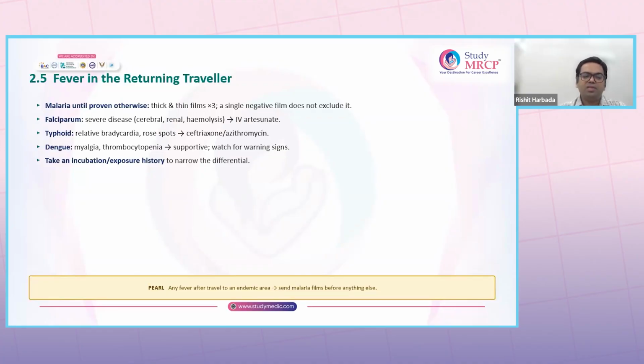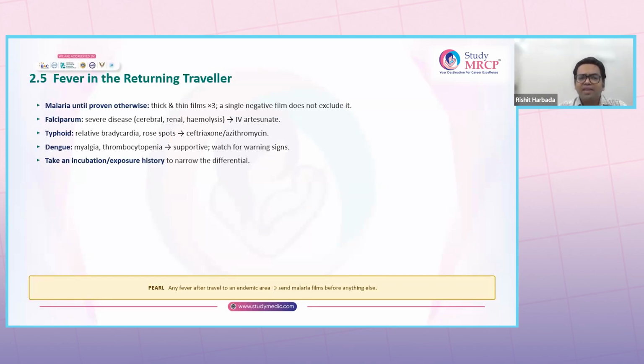Here the patient presents with cerebral malaria. The patient becomes drowsy, altered. We can have bleeding and anemia. It can cause renal failure and hemolysis. And the treatment is you are going to give IV artesunate in these patients, which is very, very important.